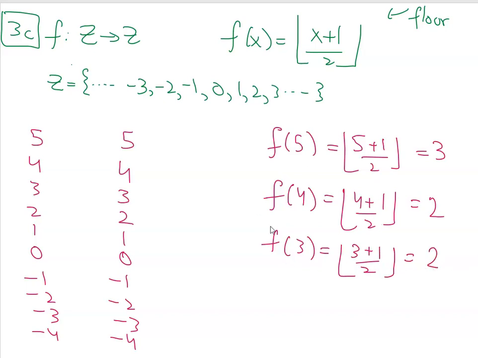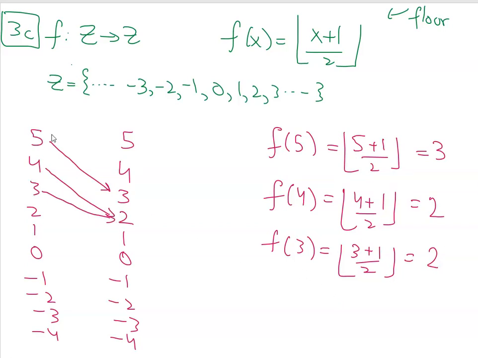So it's an integer. We leave integers as they are. So you can see now, you see something over here. Two numbers are mapping onto a single number. So if we draw the arrows, 5 maps onto 3, 4 maps onto 2, and 3 maps onto 2 as well. So it's not a one-to-one function, because two numbers are mapping onto a single number.